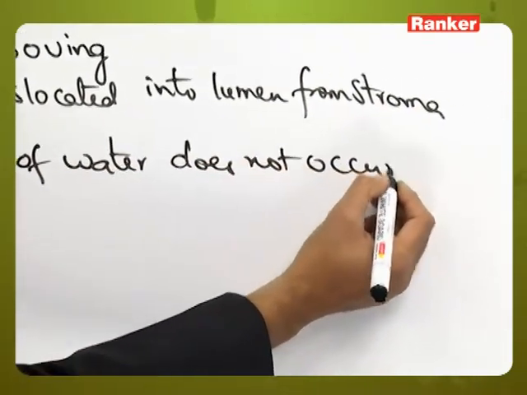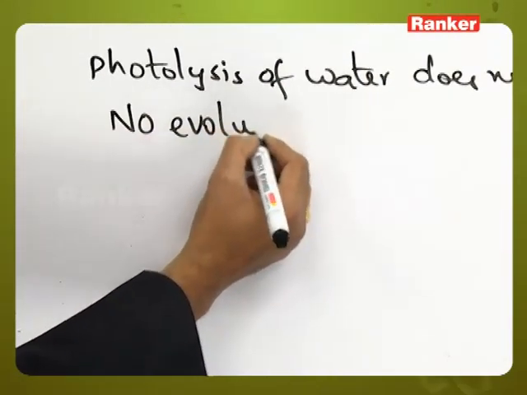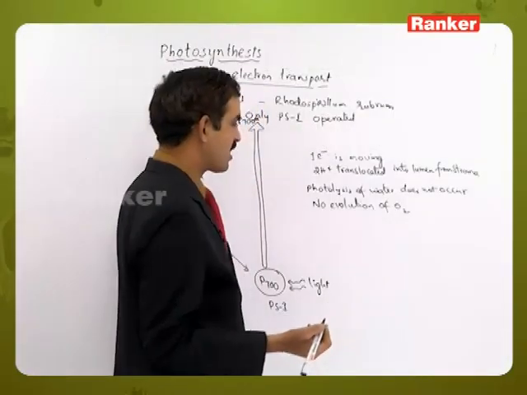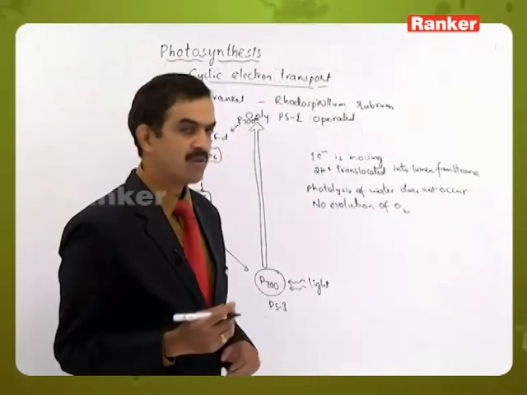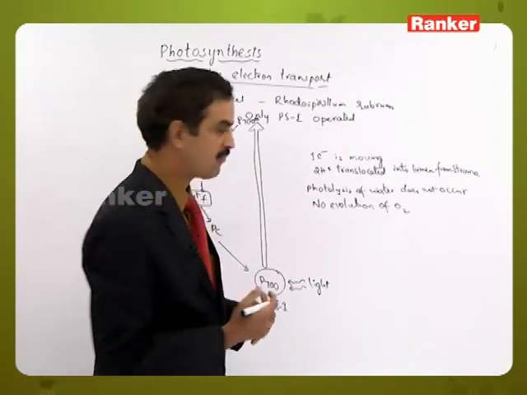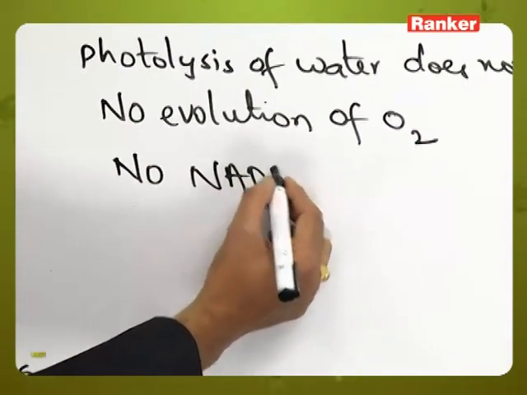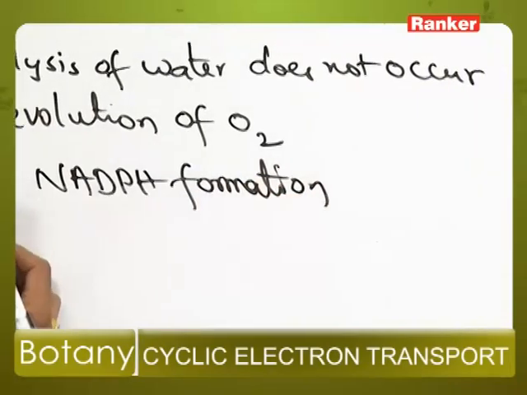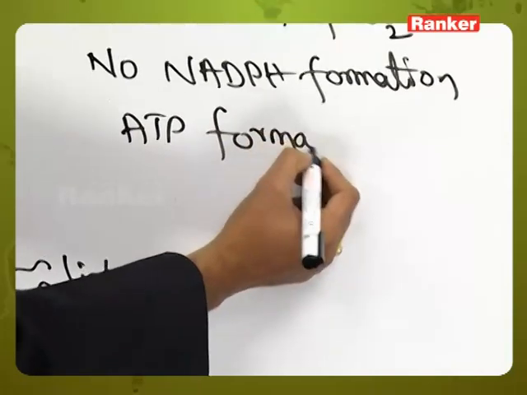At the same time, there is no evolution of oxygen, because only when photolysis of water occurs will oxygen evolution take place. But here, as photolysis of the water does not take place, there is no evolution of oxygen, and no NADPH formation, and only ATP formation is there.